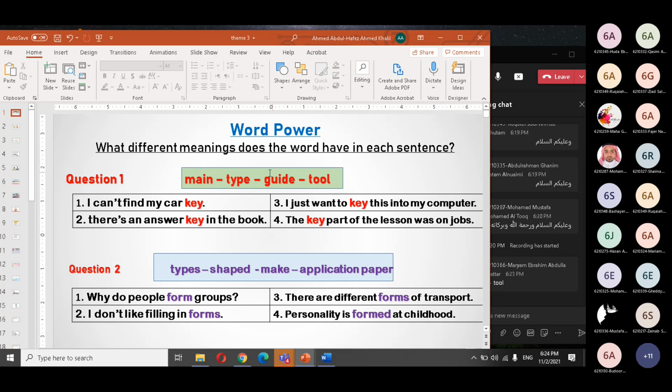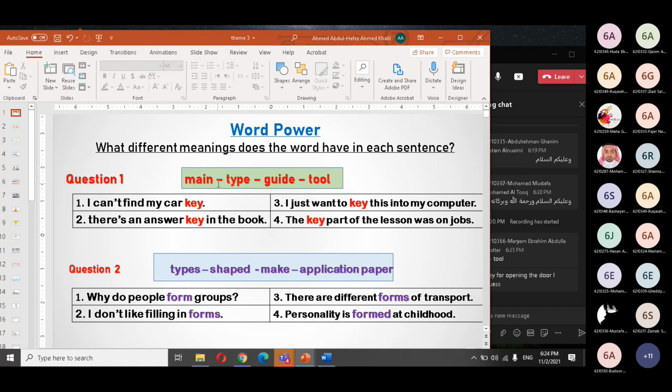Yes, four agree. You have four meanings here: main, type, guide, tool. So when we say I can't find my car key, key here is the original meaning of the word key. It's a tool or a device you use to switch on your car, right? This is the meaning of the word key here.